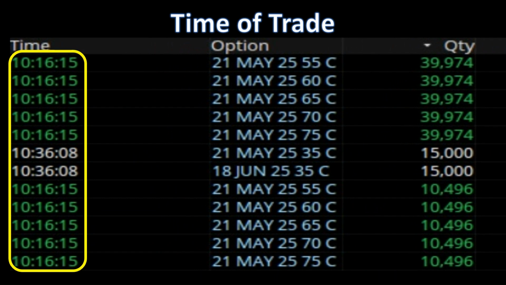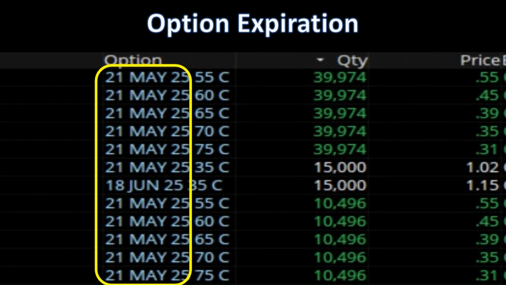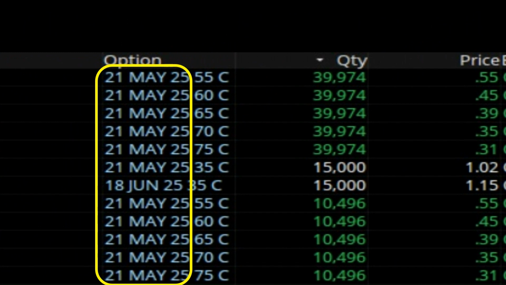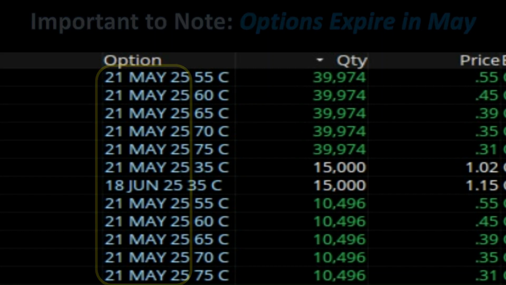Right here, we see the time of the trade. That's when each trade was executed. It's important to note, by the way, all the trades we're going to talk about occurred at the same time. It's most likely the same individual or the same entity that made all these purchases. We have the options contract. This is the expiration. That's when these contracts expire. And it's important to note that the options we're going to talk about all expire in May. So whoever purchased these contracts expects something to happen between now and May.